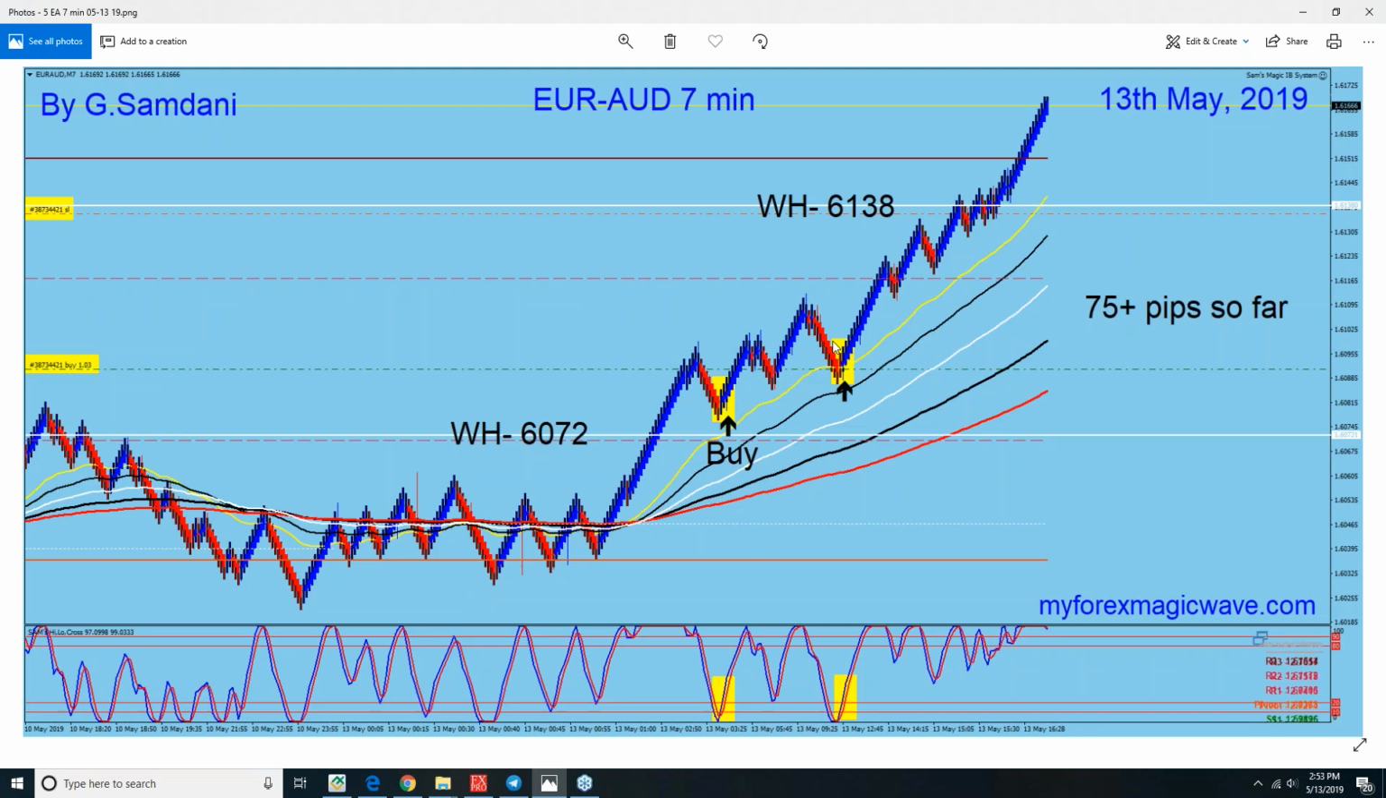This is the one that I took, and it went up all the way to 61.88 area. And just before that I closed the trade, and I actually reversed it too, because 61.88 is a powerful area. Let me show it to you. I even posted on my Telegram.